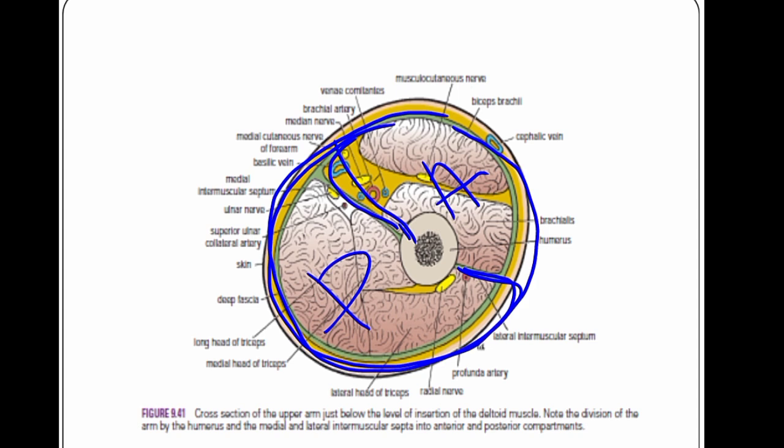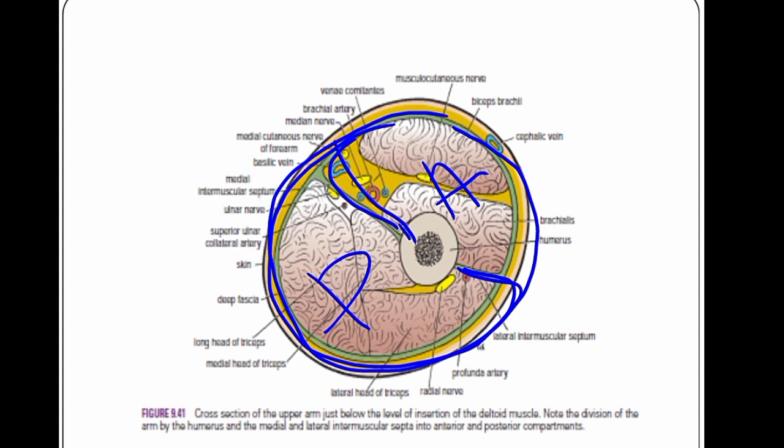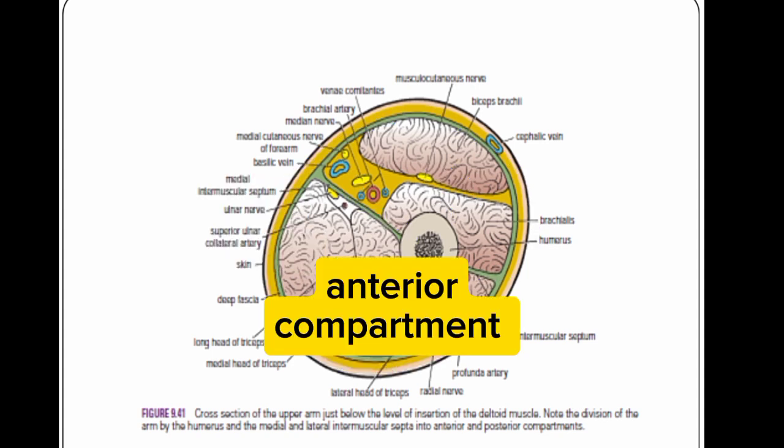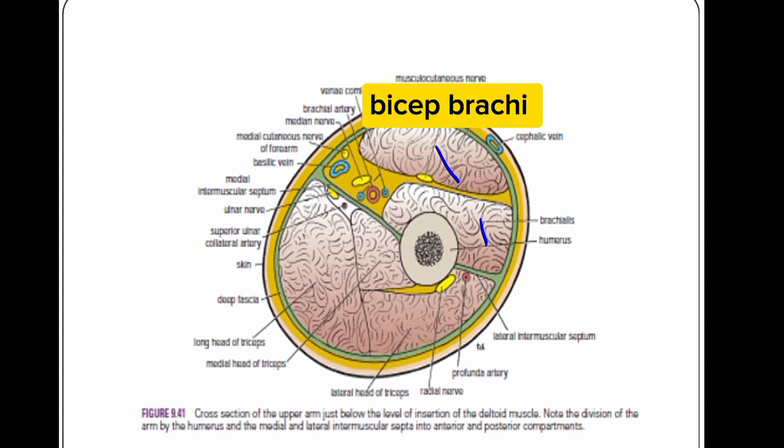Each region is separated from the corresponding region by this deep fascia, and each region has its own muscles, arteries, veins, and nerves. So the arm is basically divided into two main osseofascial compartments, the anterior osseofascial compartment and the posterior osseofascial compartment. Now let's discuss each region separately. The anterior osseofascial compartment has two main muscles, the brachialis and biceps brachii. These two muscles are present in the anterior osseofascial compartment.